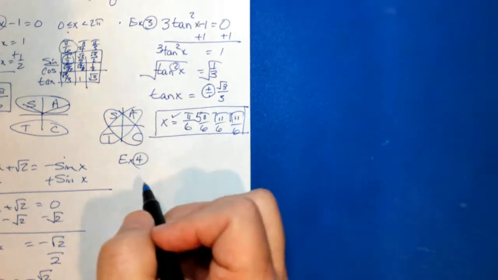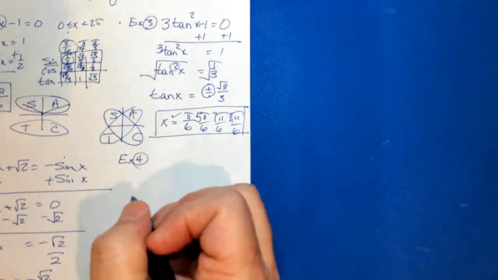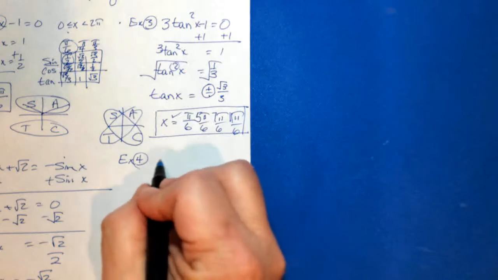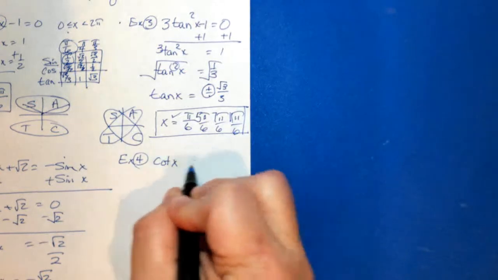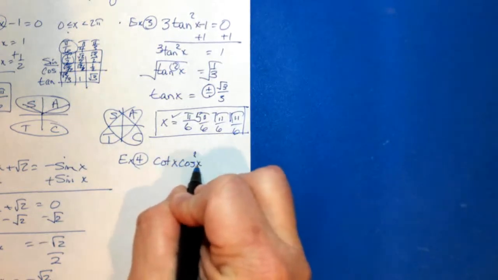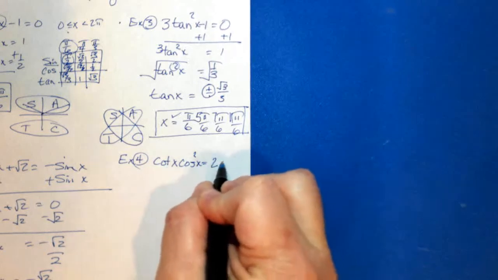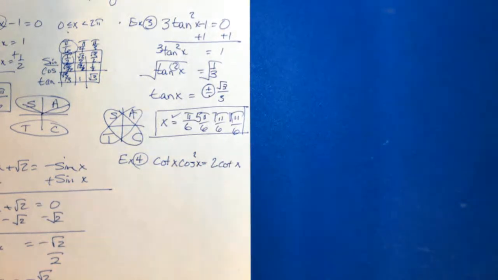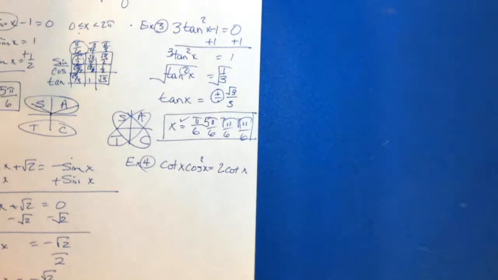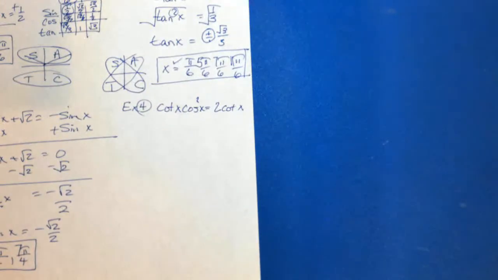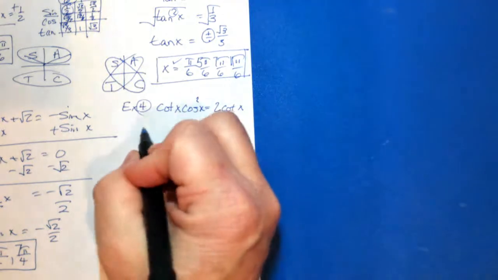Let's do example 4. All right. Suppose we have cotangent x times cosine squared x is equal to 2 cotangent x. Now when I'm doing these problems, my first goal is to get them all into the same trig function. Okay? Unless they're separated by multiplication, and that's fine. In this case, let's go ahead and get everything on one side.